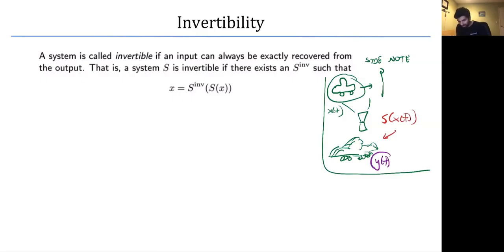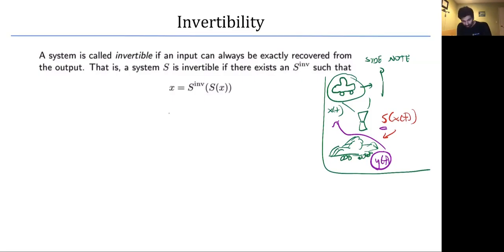So given y of t, given some properties that you know of the system, you want to actually go back and estimate x of t. And in order to do that, you want to have a system that is invertible. So in this particular example, if we look at this equation, x equals S inverse of S of x, that's also tantamount to saying that if I take y, which is my measurement, and then I apply the inverse system to y, then I'm actually going to end up just getting an estimate of x.